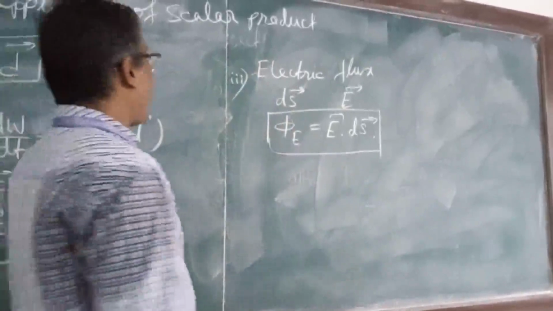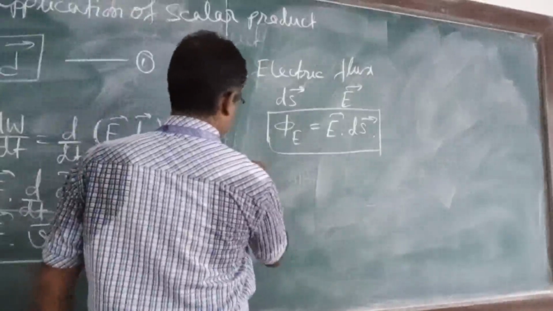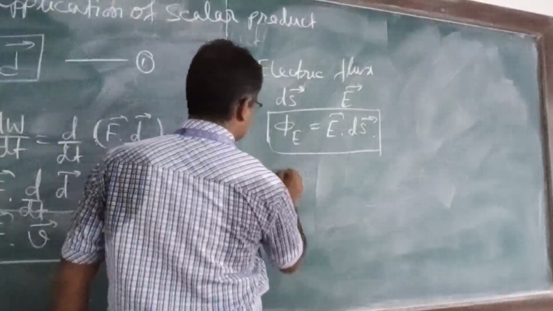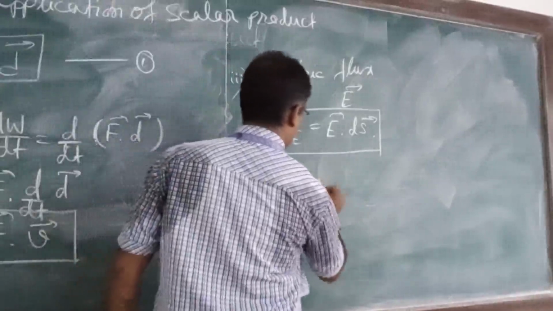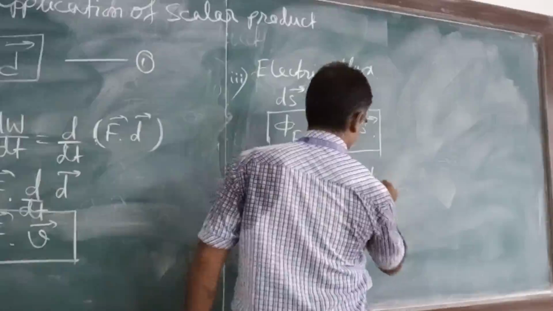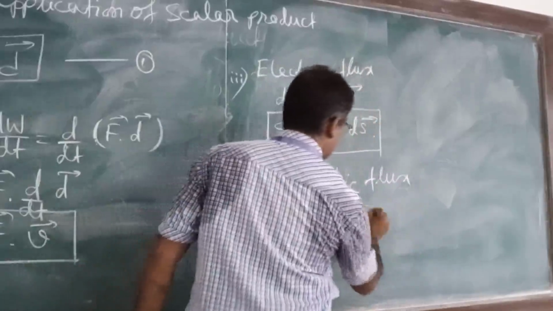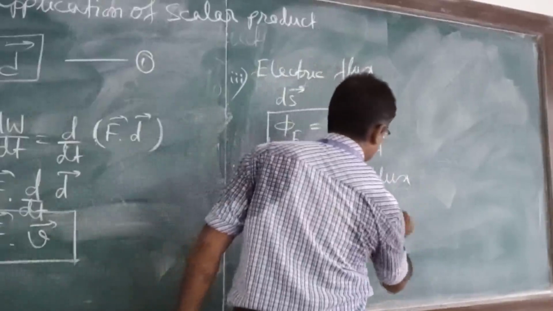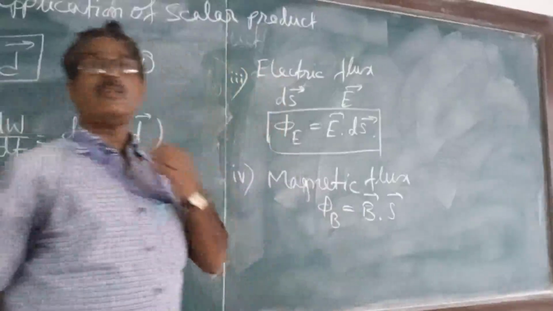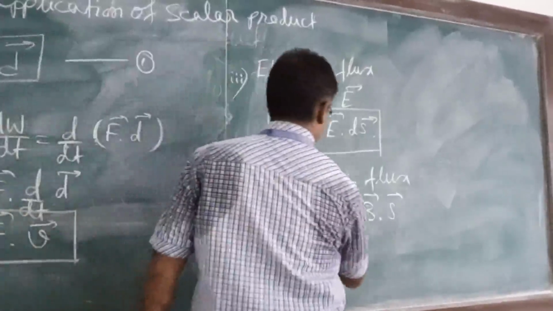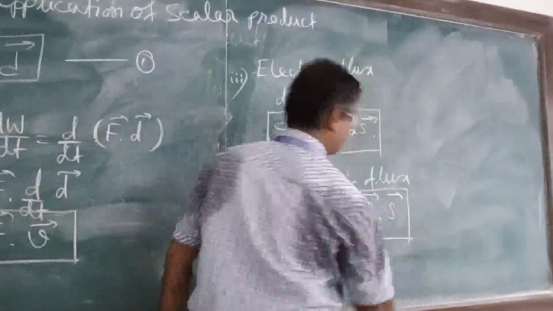Magnetic flux. Phi B equals B dot S. Magnetic flux is B dot S or B dot ds.